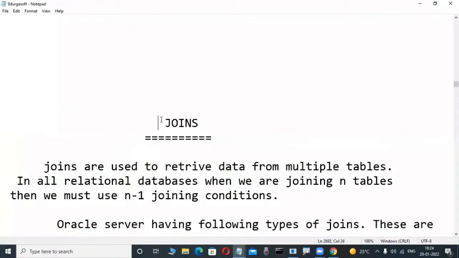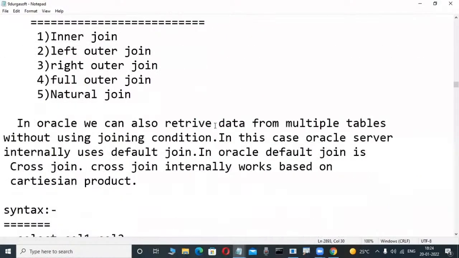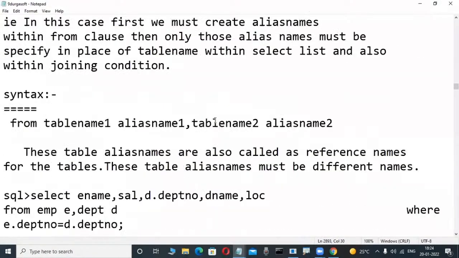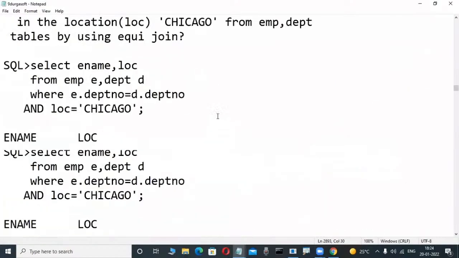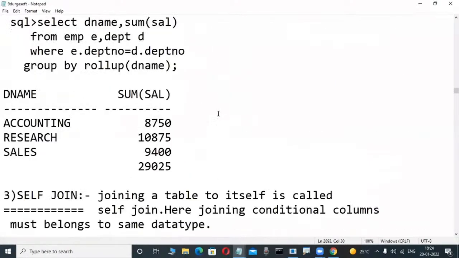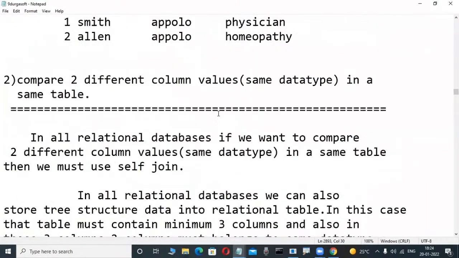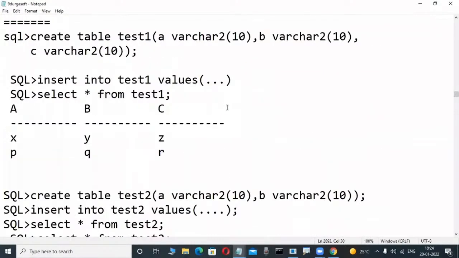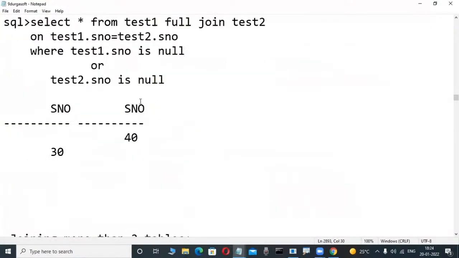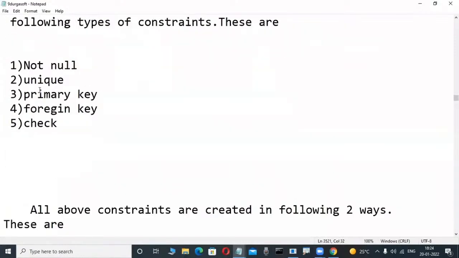Now the main concept, joins, is a concept to retrieve data from multiple tables. This is SQL language knowledge. Maybe some of you already have an idea about it. Then, in our SQL language, constraints is a concept: primary key, foreign key, check. So many things are there.